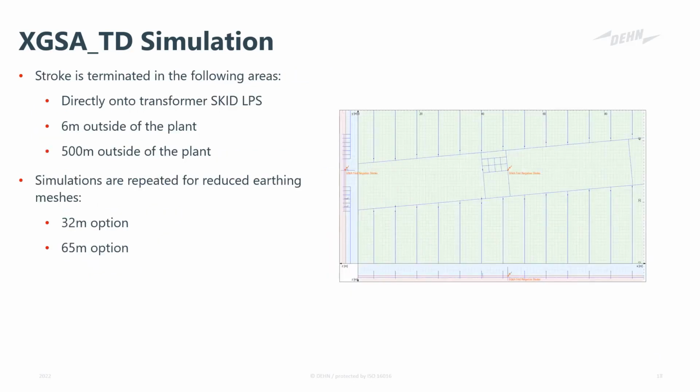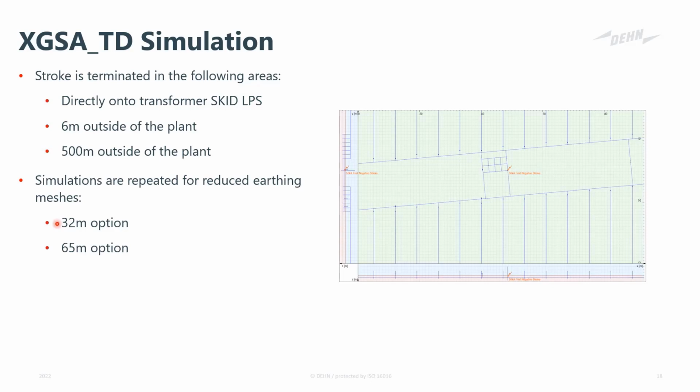So as I mentioned in the first simulation, we terminate lightning at the transformer station where there's an earth grid. There is actually a lightning protection system installed just at the central transformer stations. And then we terminate another lightning strike 6 meters outside of the plant, so just outside of the boundary of the PV perimeter, and then 500 meters away. And this ties up with what the risk assessment standard says you should be looking at. And then we do this iteratively.